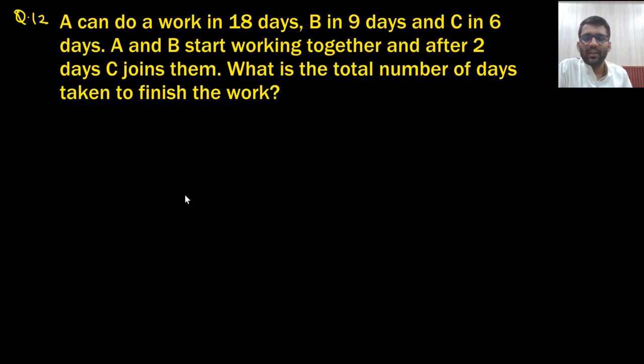Okay. A can do a work in 18 days, B in 9 days, C in 6 days. Working together, C joins after some days; find the number of days. Okay. So 18, 9 and 6. What would be the LCM? 18 only. 18 is the LCM.